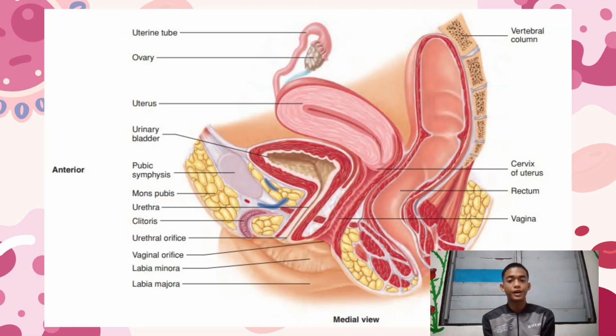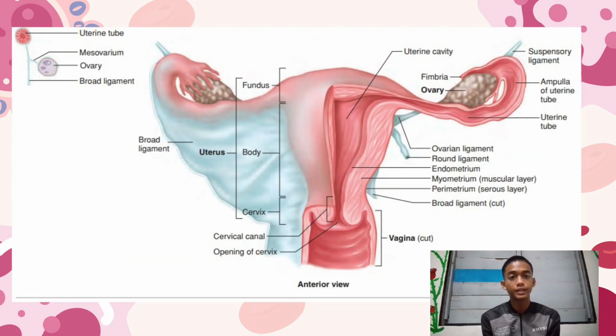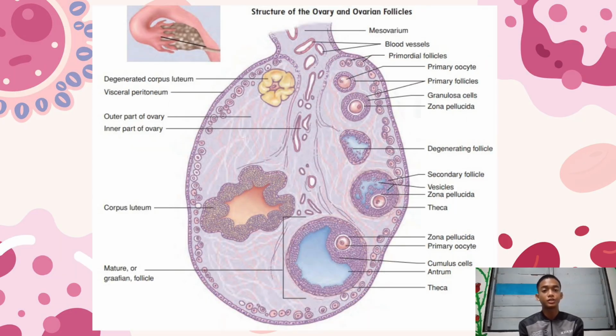Here we have the medial view of the female reproductive system. Next we have the anterior view of the female reproductive system. And lastly, here is the structure of the ovary and the ovarian follicles.